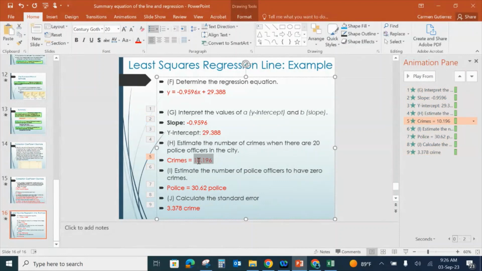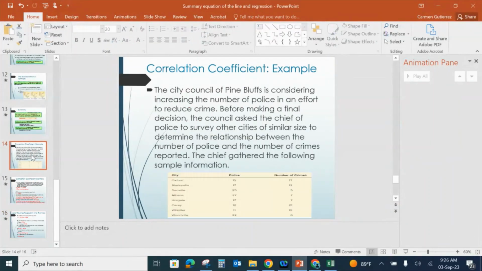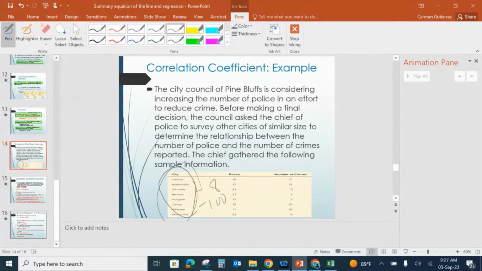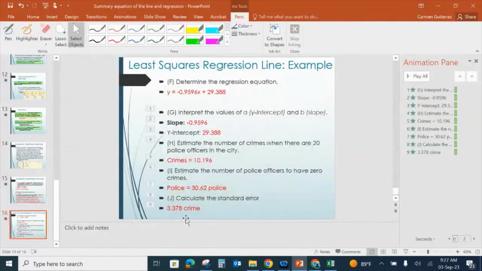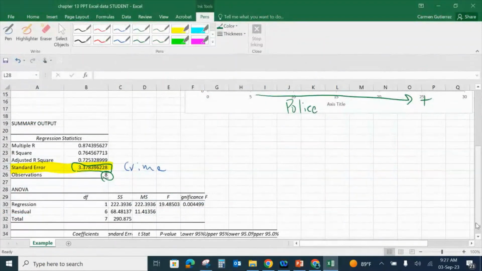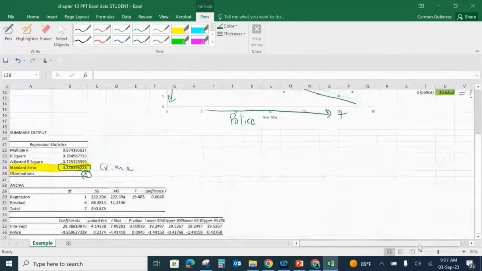It cannot be exactly 10 because you're doing this based on a sample of 8 cities. We're doing all of this based on 8 cities. So the more cities we get, if we were to get 100 cities, then we have an error that will be less. So the standard error is 3.38 with 8 cities. It's not an exact number because you don't have all the data points, all the cities in the world.